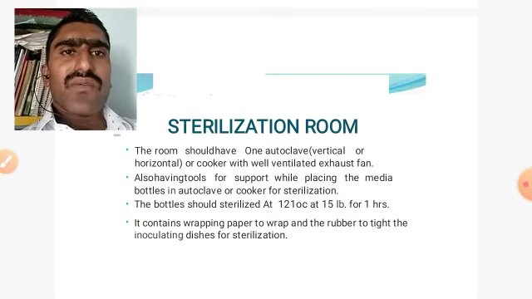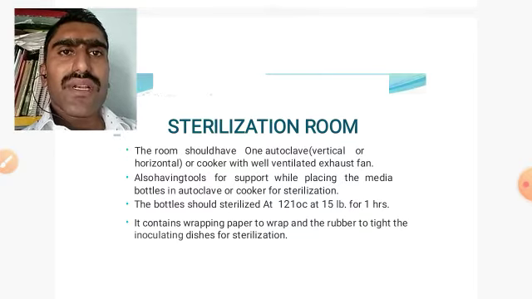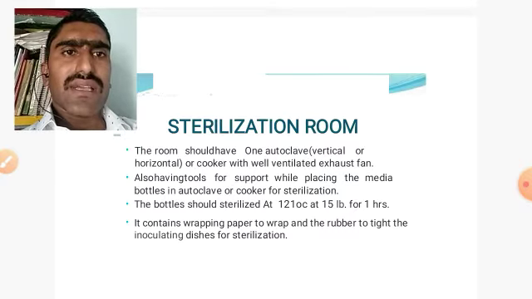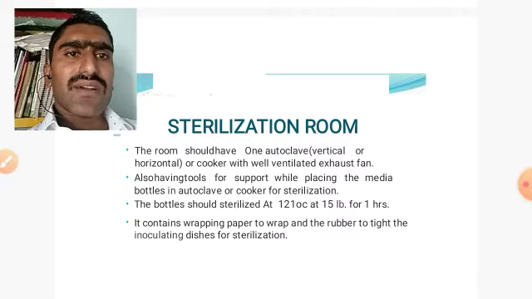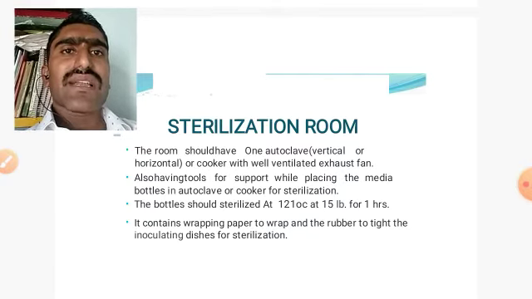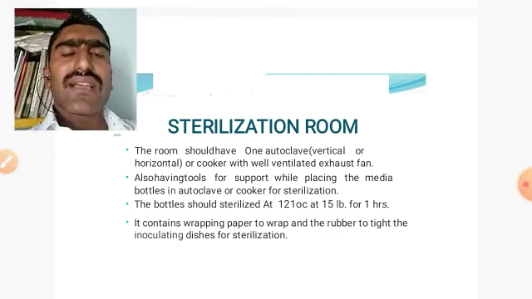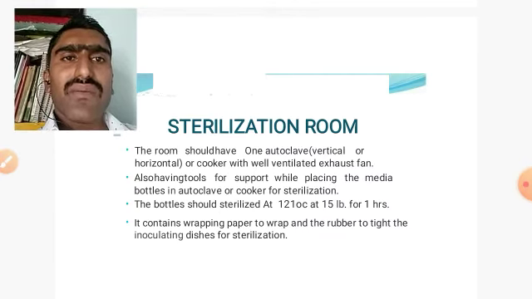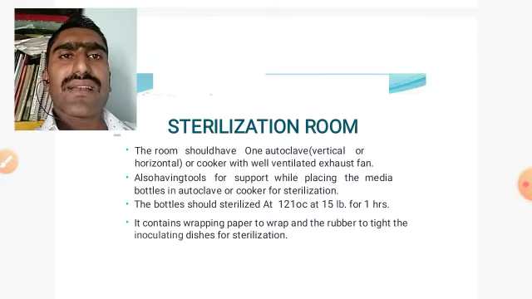In the sterilization room we must have an autoclave and a ventilated exhaust fan. An autoclave is electronic equipment used for sterilization, most widely used for media sterilization and different glassware sterilization. The tissue culture bottles should be sterilized at 121 degrees Celsius at 15 lb pressure for 1 hour, so that they get sterilized properly.